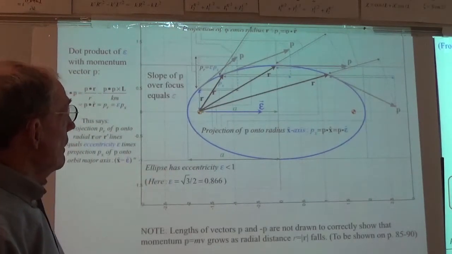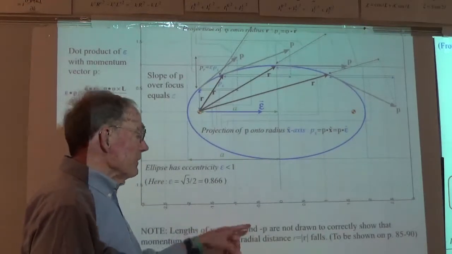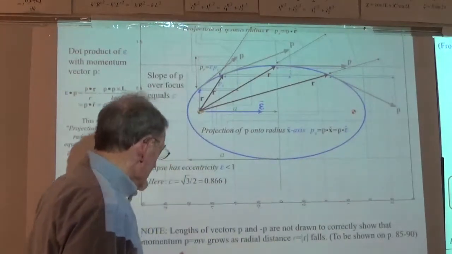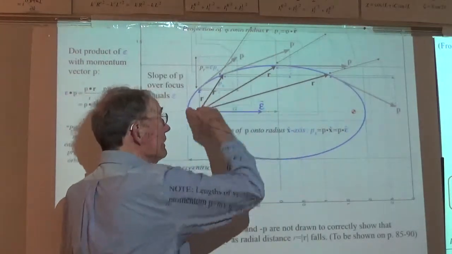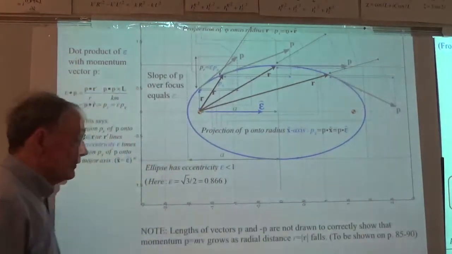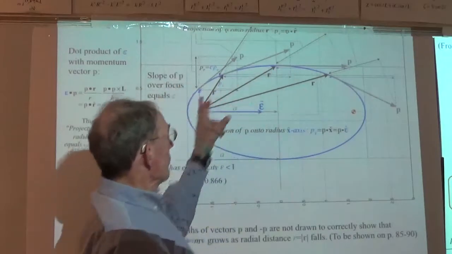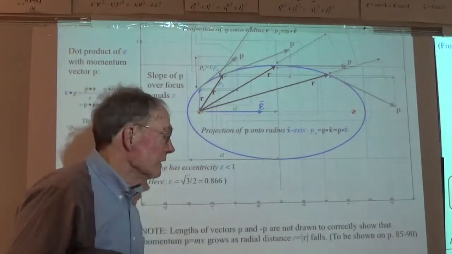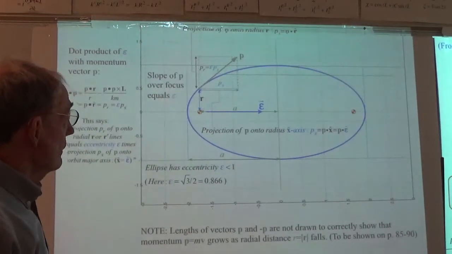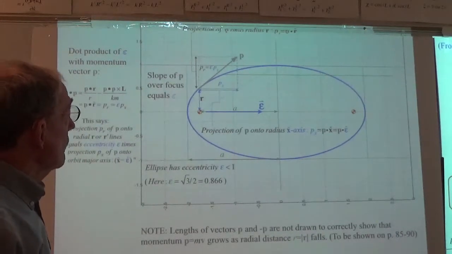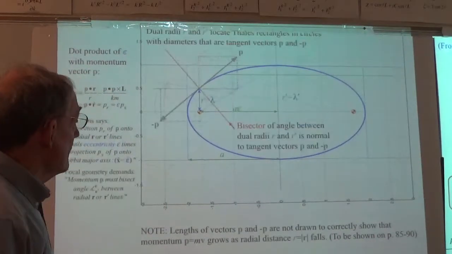There they all are. The problem with this was the lengths of the P and minus P are not drawn correctly, because momentum will be growing like mad as I get it. We're going to see that in another construction, depending on how far you fall toward the attractive center. So page 85, which is coming up fairly quickly here, is where we'll do that. It'll also be interesting to see what it does right at the lattice radius point.